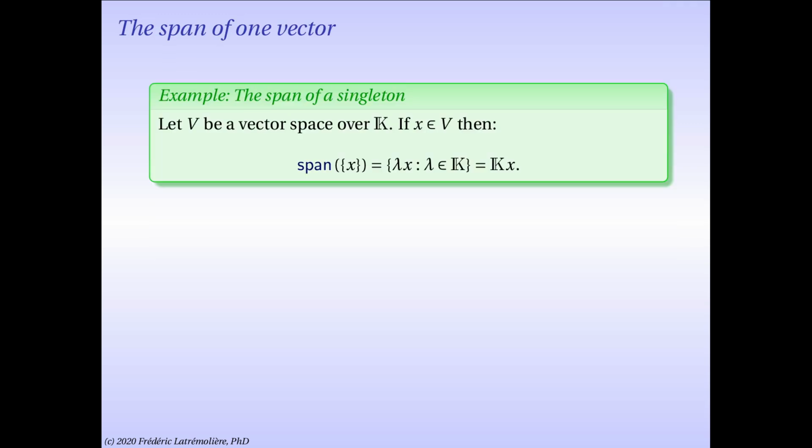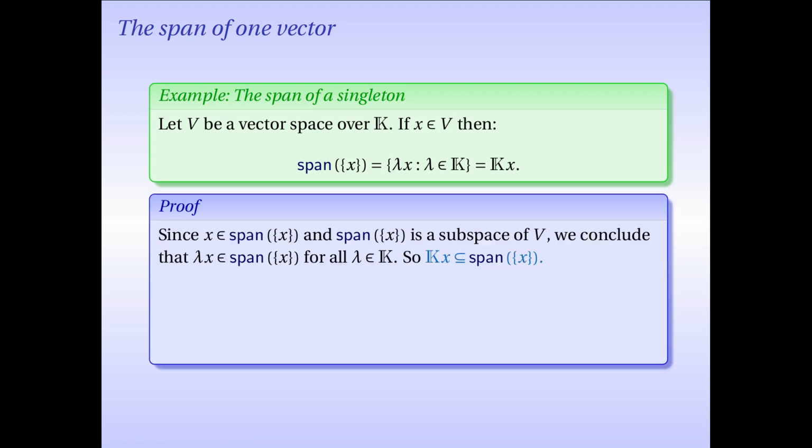We now look at the example that was the exercise before. I'm going to give you the proof. So the result tells us once again that if you have a vector in V, let's call it X, the span of the singleton X is equal to all the multiples of X.